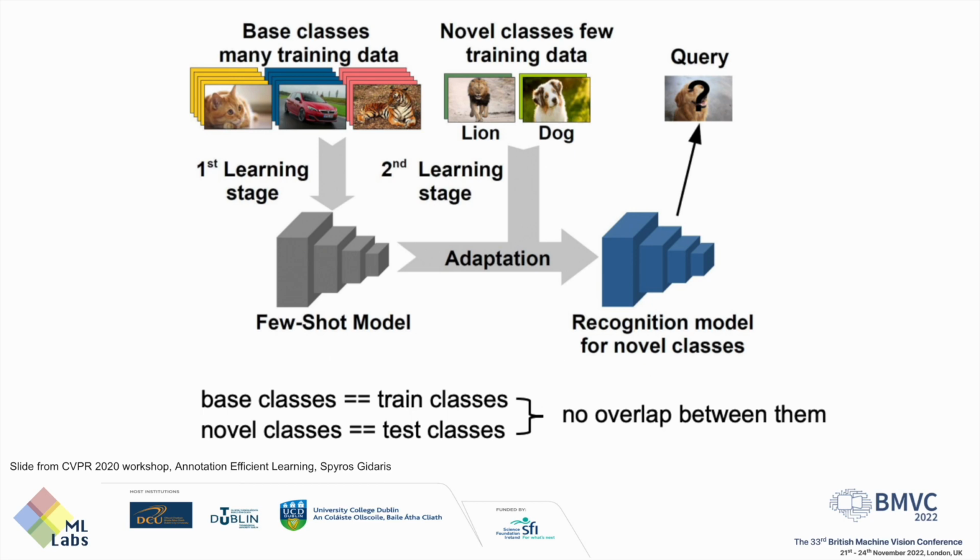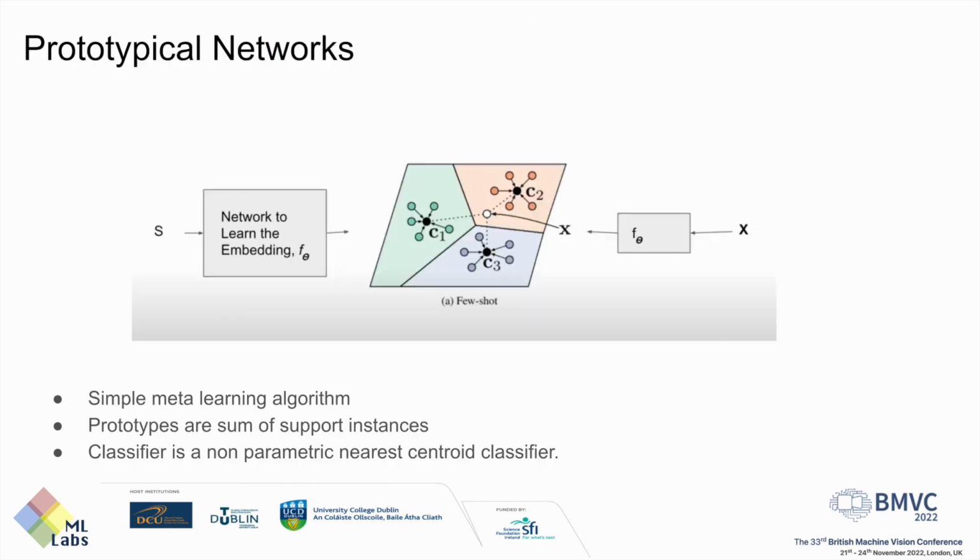Most recent works follow a two-stage training method where a model is trained using the many-shot base data in the first training stage. In the second stage, the support data of the test episode is used to construct a classifier that is used to distinguish between the query samples.